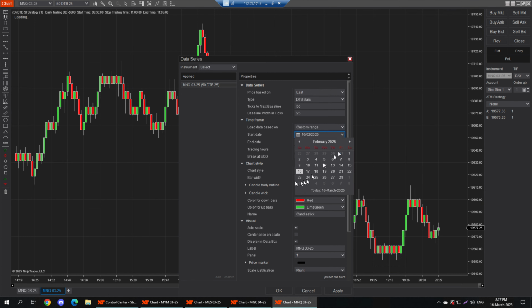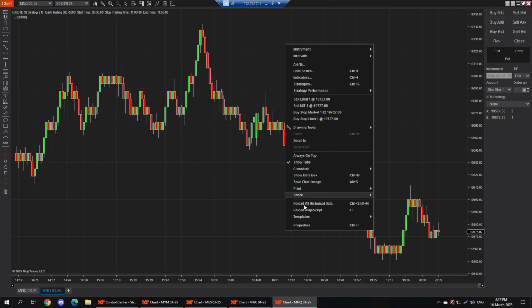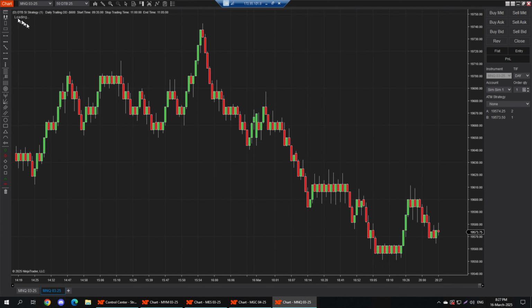Okay, maybe let's try to go a week at a time backwards. You know, let's see if that is more manageable for the system. Okay, so I've only loaded the 9th of March, which is exactly what we had before. So when I reload this, it should load instantaneously because we chose the 9th of March initially.